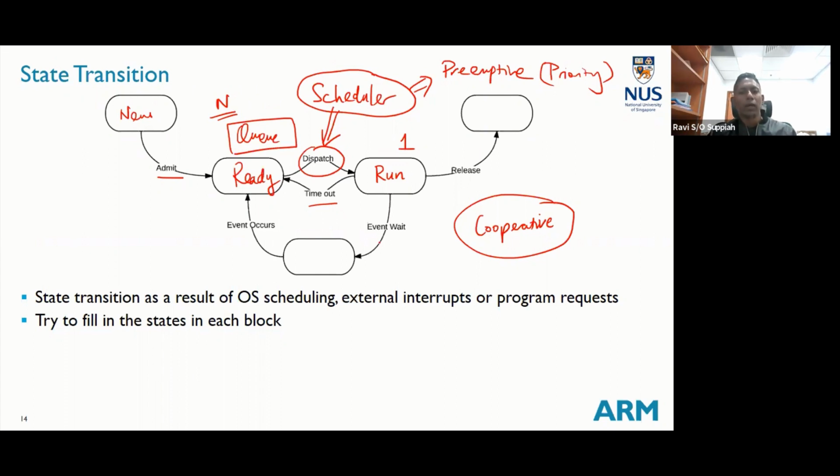Now, while I'm running, we talked about this option. There's another option here, where I can go to an event wait, or what we usually call a block state.